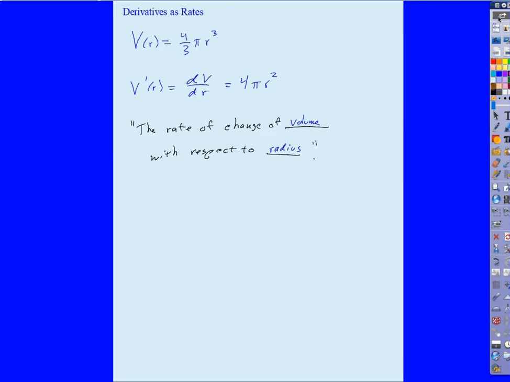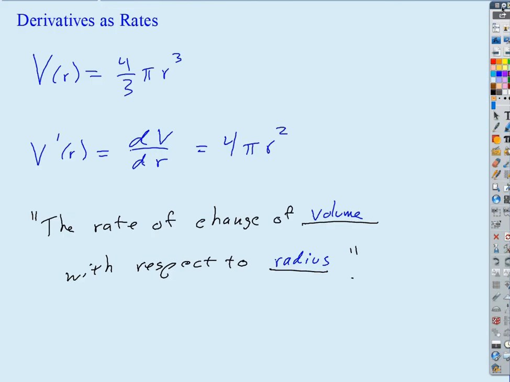Not to belabor this too much, but I feel like it's worth it. What's the implication here? Talk to me more about this. I want to hear more from you about this. The rate of change of volume with respect to radius. Articulate, what's that mean? For a small change in radius, what's that telling me essentially? Okay, it's telling me what the corresponding change in volume is going to be, right?